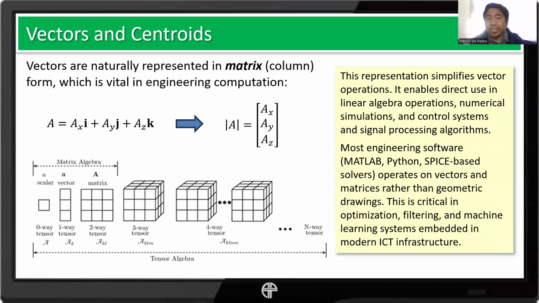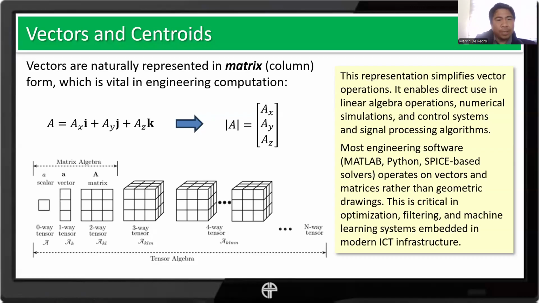Take note that vectors are naturally represented in matrix columns, especially in computational analysis, meaning with the help of computers. Okay, it's vital in engineering computation. So for example, if you have the vector A represented as AXi plus AYj plus AZk, we can actually represent this as this one. So the vector A is actually the column matrix of AX, AY, and AZ.